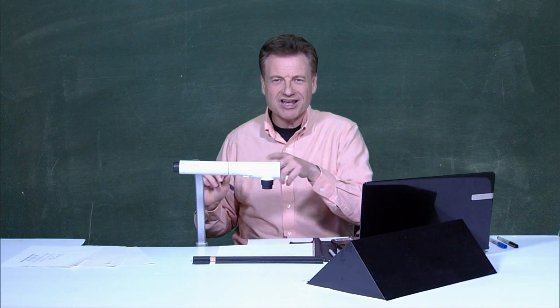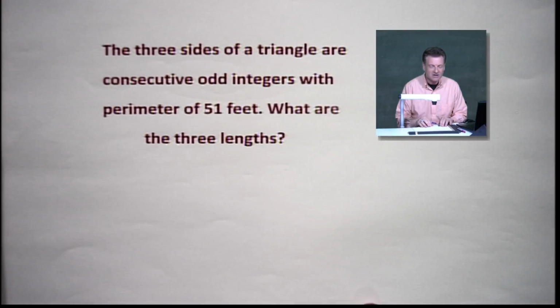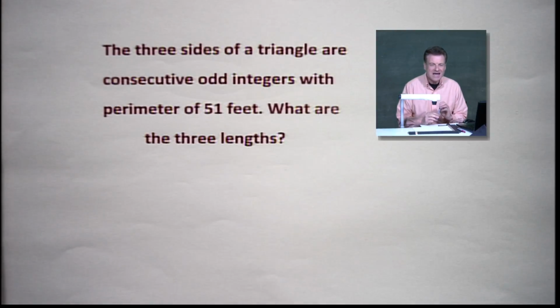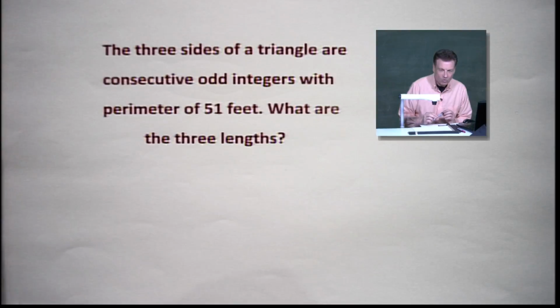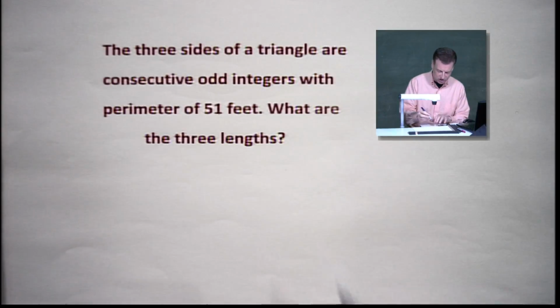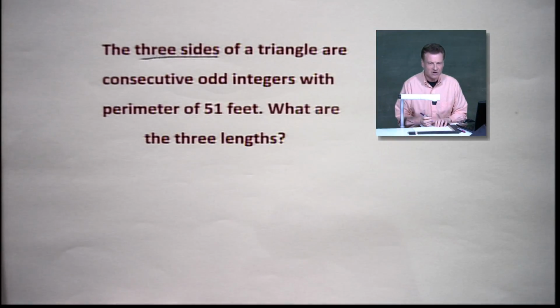All right, let's take a look at our next problem here coming up. This is one that did not make the grade when we were doing some word problems earlier in the summer. How about it? 3 sides of a triangle are consecutive odd integers with a perimeter of 51 feet. What are the 3 lengths? All right, so we're thinking, first of all, we've got to understand there are three lengths, all right? 3 sides here working.